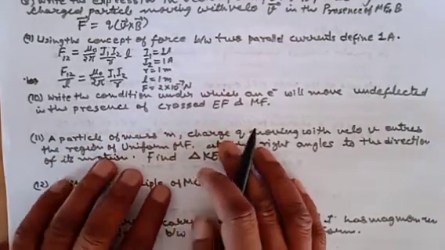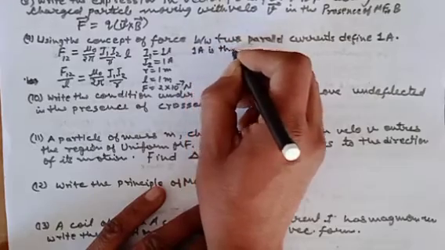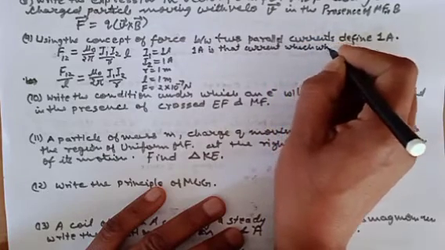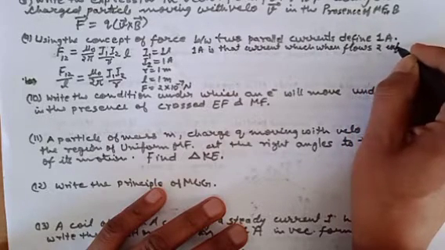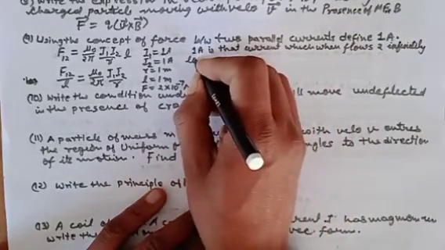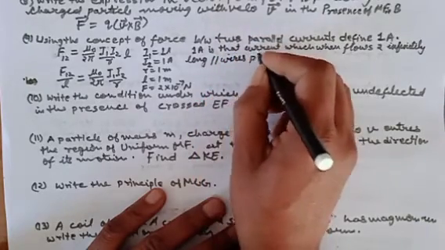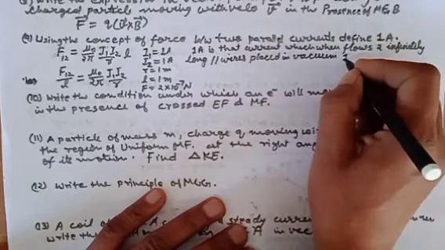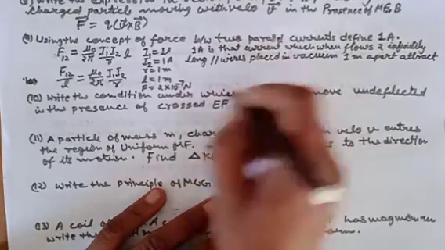Now how are we going to define it? 1 ampere is that current which, when flowing through two infinitely long parallel wires placed in vacuum 1 meter apart, attract or repel.